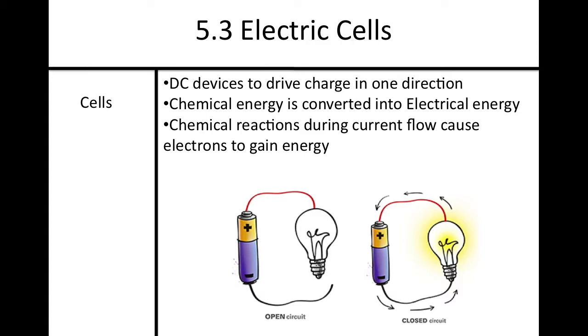Cells are sources of potential energy in the form of chemical energy. The original chemicals inside the cell react, causing current to flow, which in turn causes electrons to gain energy. Batteries, for example, are made of one or more cells. A cell is a working unit inside a battery, but a battery can contain any number of cells.